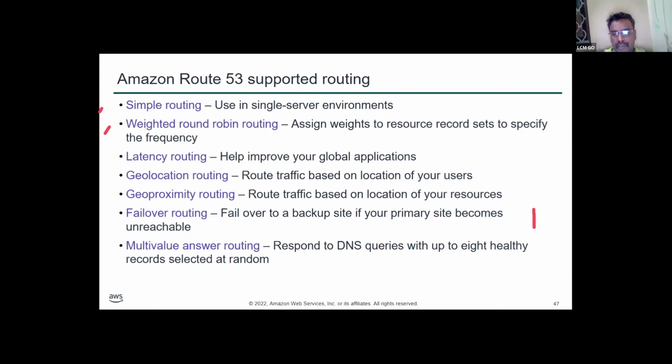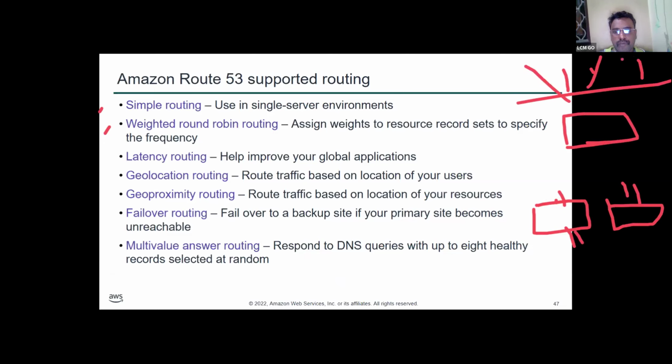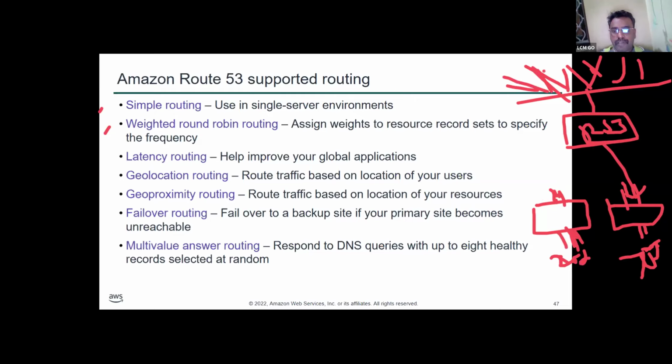Next one, weighted round robin routing. Weighted round robin routing means, for example, this server and this server. More customers are coming to that website. Now, what will Route 53 do, whom will it give preference? For example, for this server, 75% of the customers are coming, and only 25% of the customers are looking for this website. Now traffic is getting more. Where will Route 53 send, where will it provide more weightage?